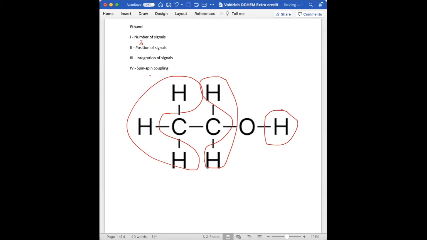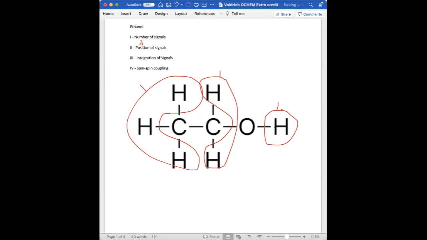Now, the position of these signals will vary depending on where they are and what they are bonded to. Because this hydrogen is bonded to an oxygen, it'll fall between the 2 to 5 range on the NMR. These 2 hydrogens are both bonded to a carbon that is next to an oxygen, so they will also be shifted downfield by about 2 to 3 ppm. These last 3 hydrogens are pretty normal and will fall within like the 1 to 1.2 range.